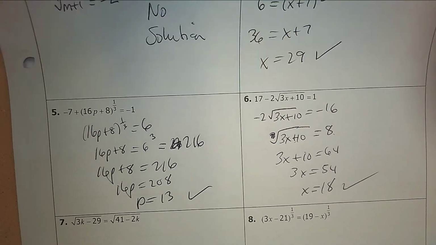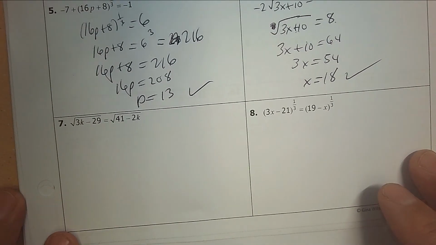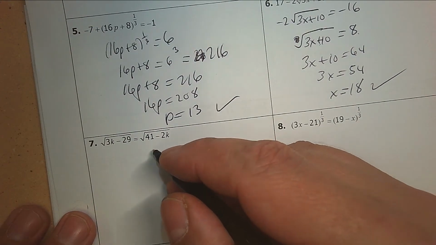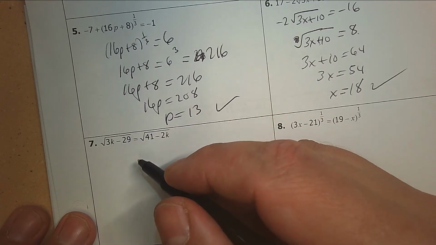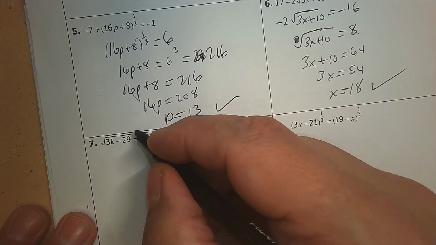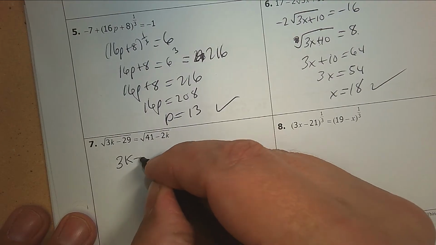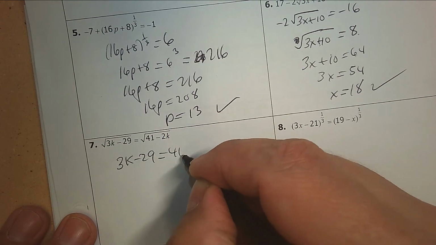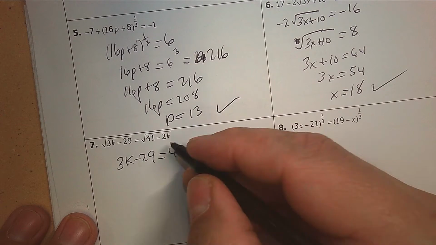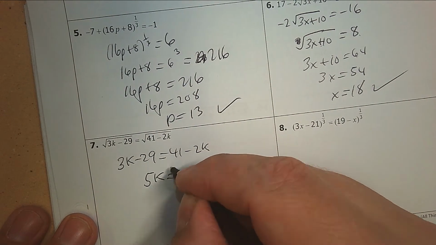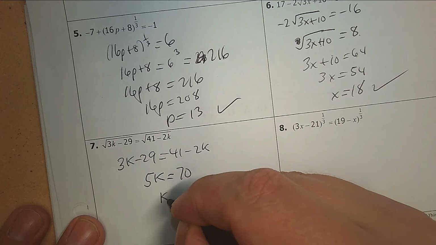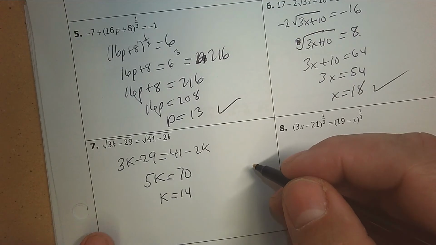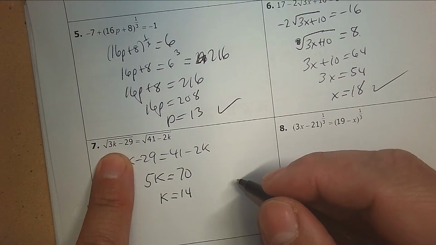Number 7. Be careful of these. Square root equals square root. If you get an answer and you plug it back in, it gives you a negative answer underneath the square root sign, then there's no solution. So here we would square both sides, or just take both insides and make them equal to each other. When I combine like terms, I get 5k, add 29, and I get 70. So when I divide, I get 14.